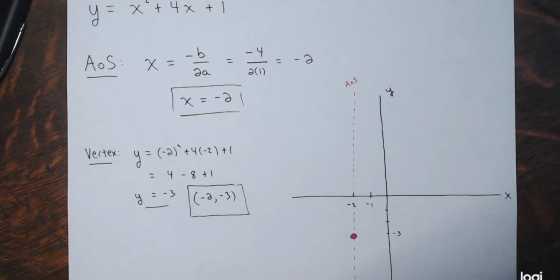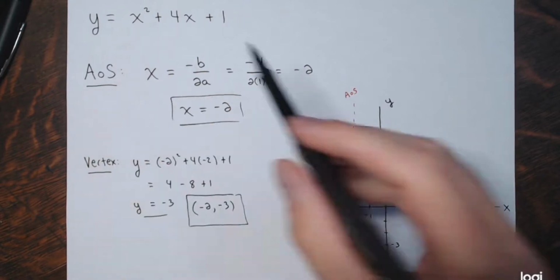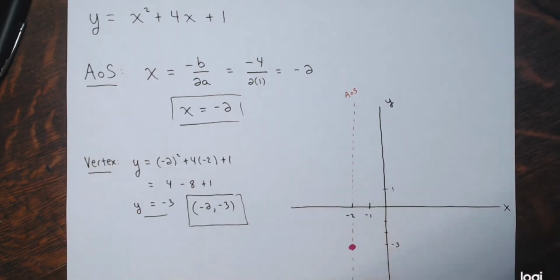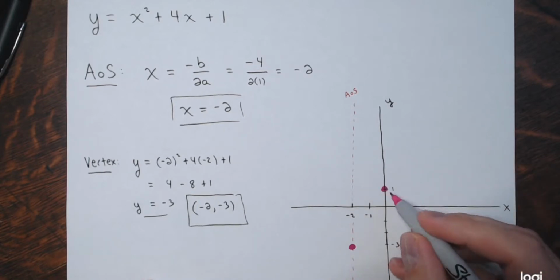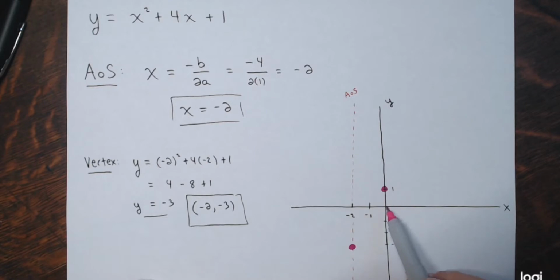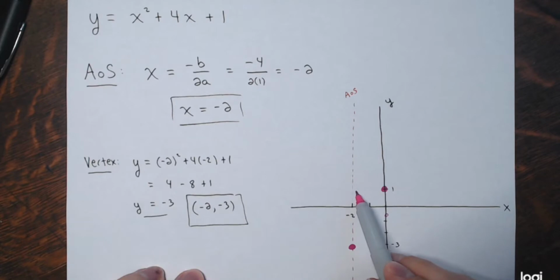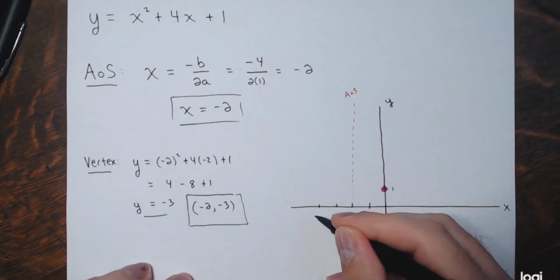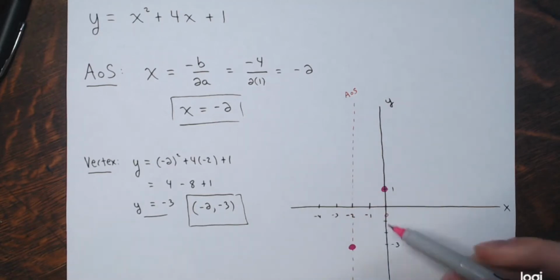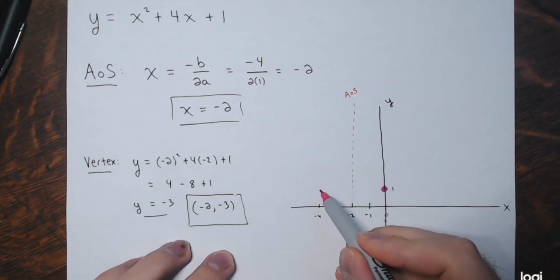Alright, but the easy one is the y-intercept, right? The y-intercept would be 0, 1. If x were 0, y would be 1. There's the point 0, 1. Now think about the symmetry. This point, 0, 1, is 2 units to the right of the axis of symmetry. So that means 2 units to the left of it, which would be at negative 4, will also have an output of 1. There's the point negative 4 comma 1.